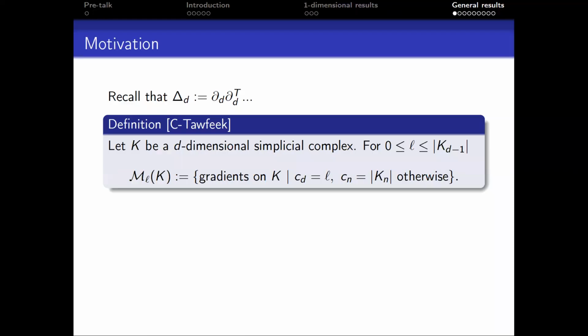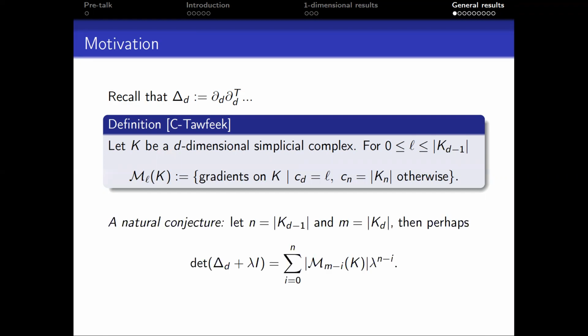Then one can define the same thing, right? We can count the gradients on a simplicial complex by counting the number of critical cells. Instead of edges, now you have arbitrary cells. So a natural conjecture was this. You can focus on the Laplacian on each level of the simplicial complex, compute the characteristic polynomial, cross your fingers, and hope that you get the number of gradient vector fields with that number of critical cells.